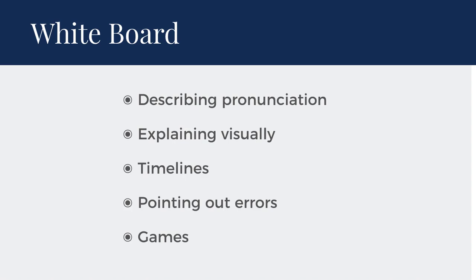So you've also got the whiteboard. The whiteboard, or blackboard, wherever you're working, is super useful to have. It helps with describing pronunciation visually, explaining things visually, grammar concepts like timelines. You can also use it to point out errors and say, hey, look, this is where the error was made. You can also use whiteboards for games.